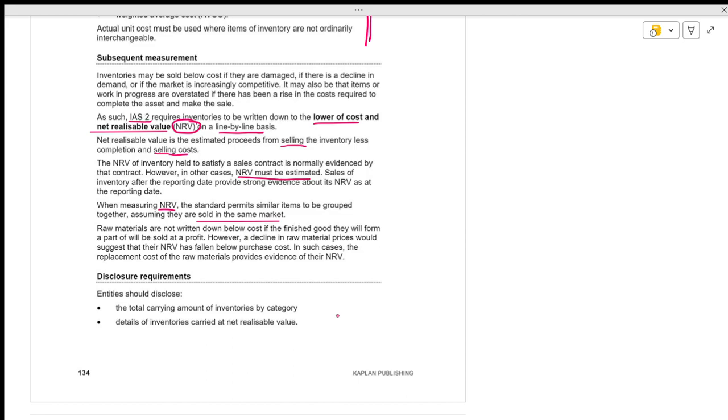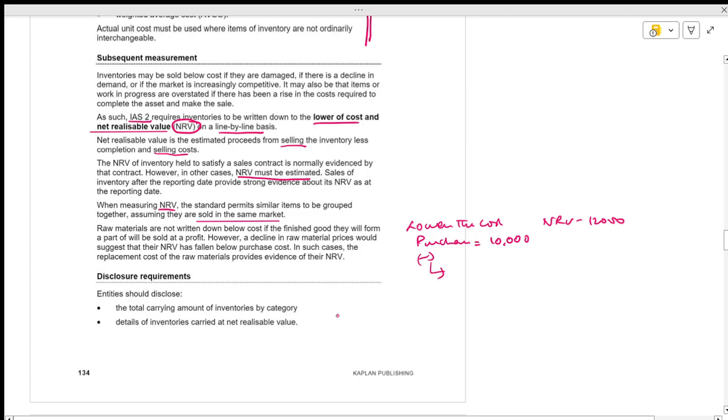See the thing: lower of cost. You have purchased it for 10,000. If NRV will be 12,000, the value will be 10,000. If the value will be 8,000, the current cost will be 8,000. You cannot go beyond 10,000. What are the disclosures? Definitely the carrying amount, with details of individual items at the net realizable value.